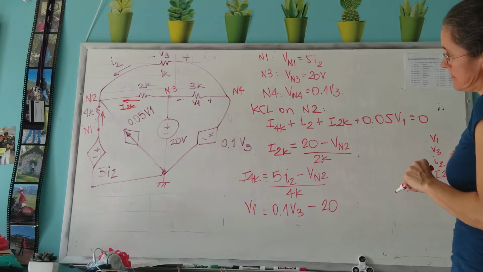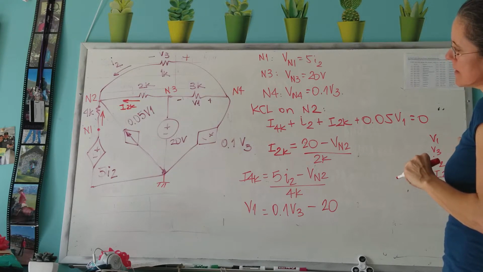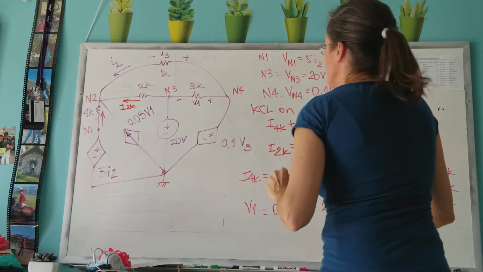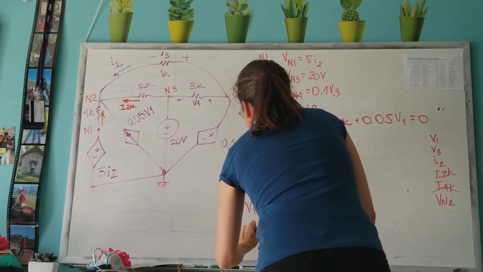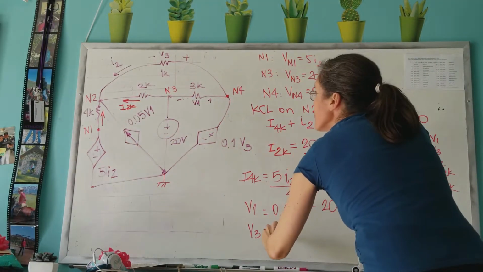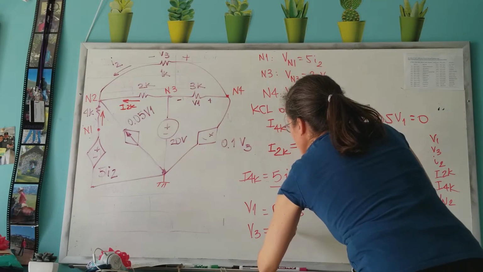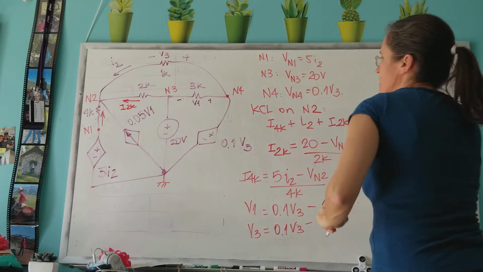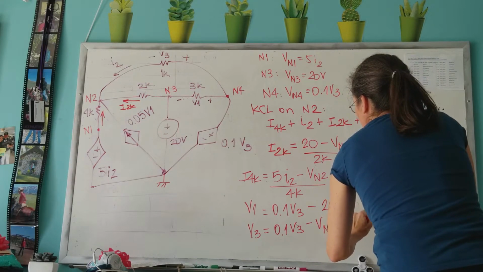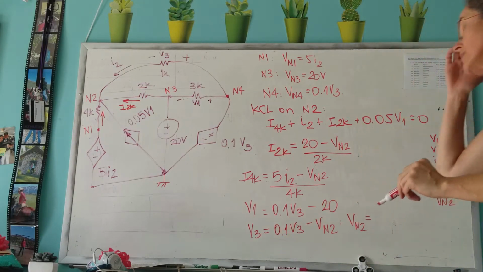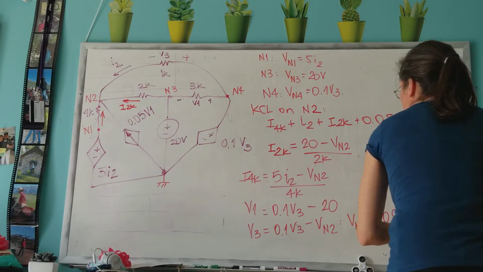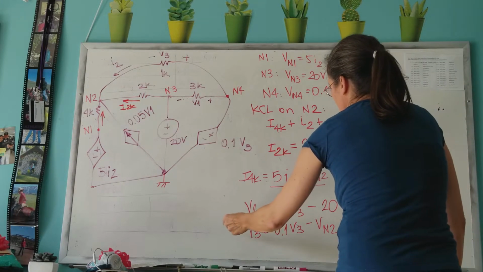I have V3 here, which is going to help me define Vn2. V3 is this voltage at N4 minus voltage at N2, so it's 0.1 V3 minus voltage on N2. And therefore voltage on N2 is 0.1 minus 1, which is minus 0.9 V3.